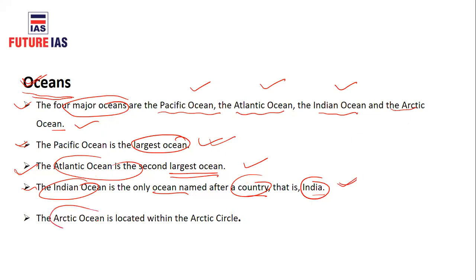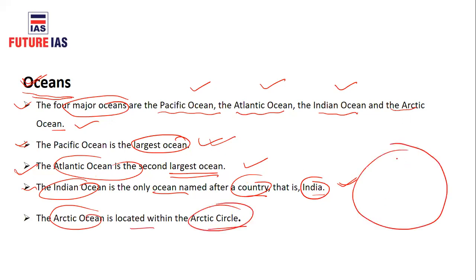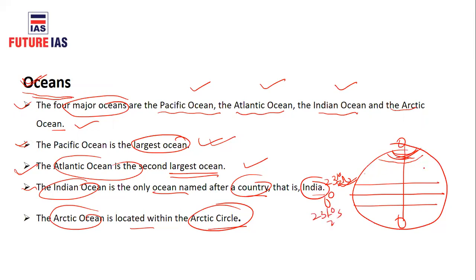And the Arctic Ocean is located within the Arctic Circle. If I draw, this is the North Pole, this is the South Pole, and the Arctic Ocean will be over there, located within the Arctic Circle. For example, this is the 0 degree equator. This is 23 and a half degrees north. This is 23 and a half degrees south. This is 66 and a half degrees north, your Arctic Circle, and the Arctic Ocean also lies within the Arctic Circle itself.